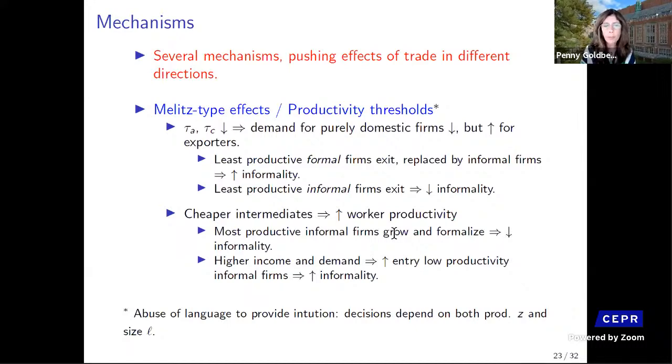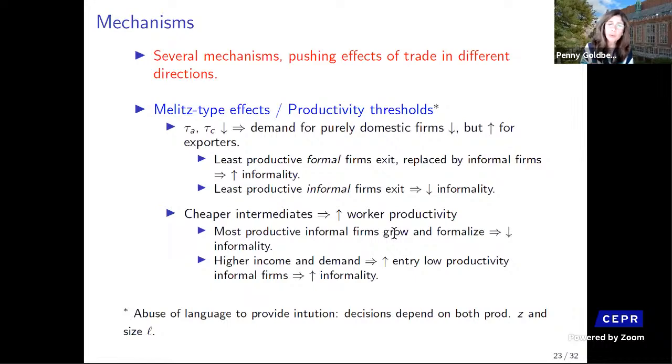Broadly speaking, there are two types of mechanisms. The first type we call Melitz type effects. And what we mean by that is that the thresholds for entry and formalization change, the productivity thresholds. Here I'm going to employ a slight abuse of language. I'm going to talk about productivity, and this is just to give you intuition, because if I were to be accurate, the value functions, as you remember, depend both on productivity and also on employment size, right? But here I'm going to focus on productivity.